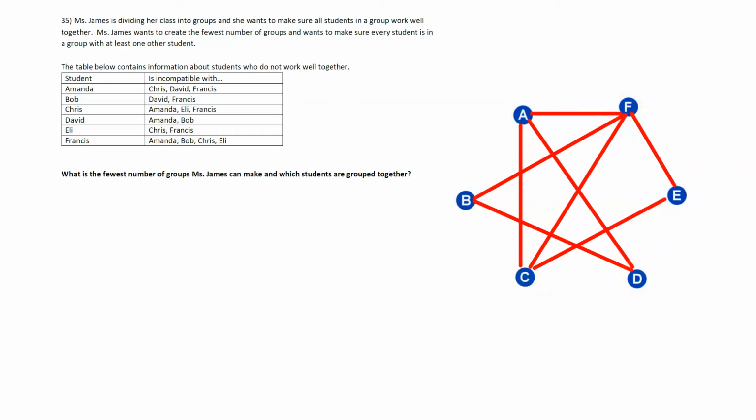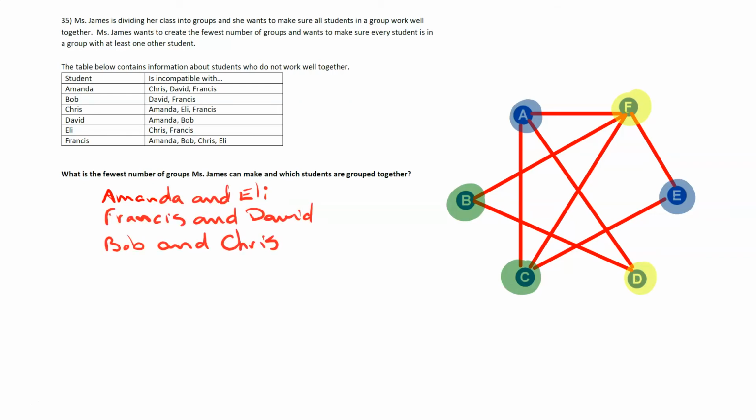Let's try another approach. Again, starting with F in yellow, vertex A and E could be blue, B and C can be green, and vertex D can be yellow again because it's not adjacent to F. In doing so, this graph now meets the requirement. Each group would have 2 people in it, and no people are paired up with people they can't work with. So our groups would be Amanda and Eli, Francis and David, Bob and Chris.